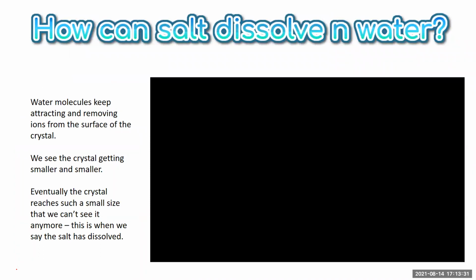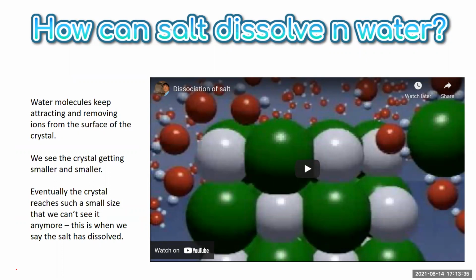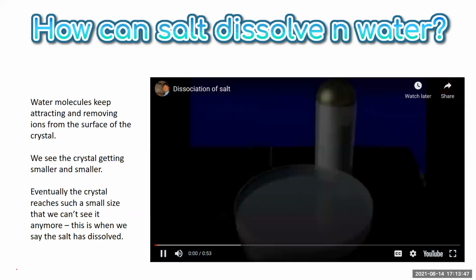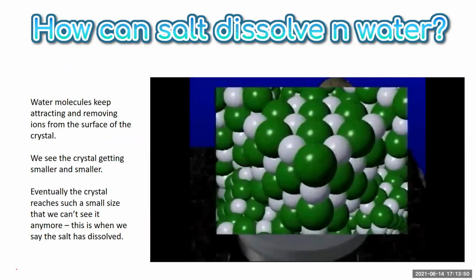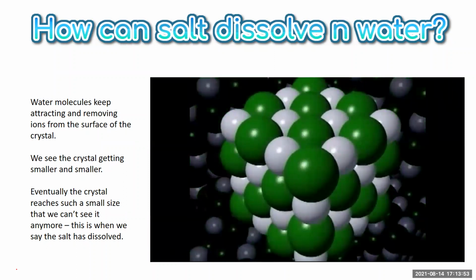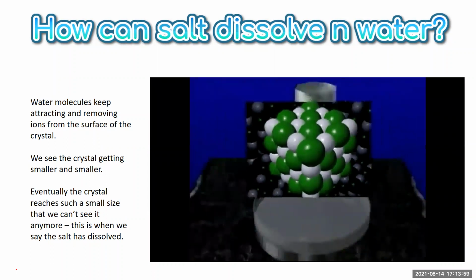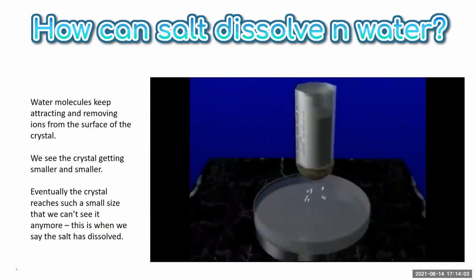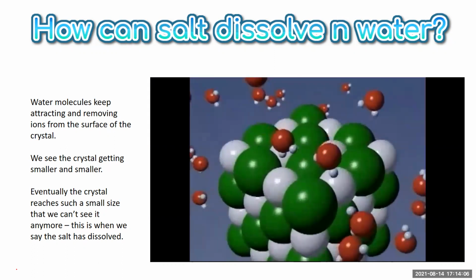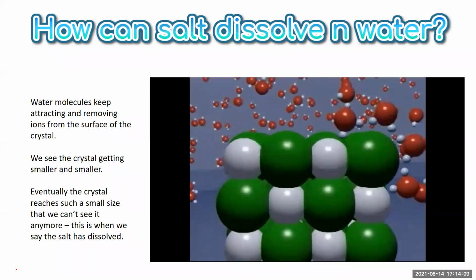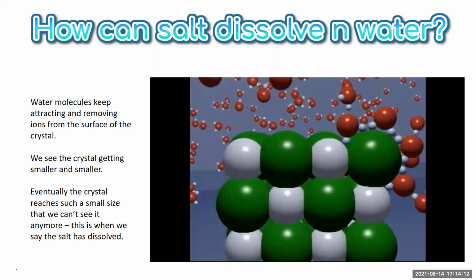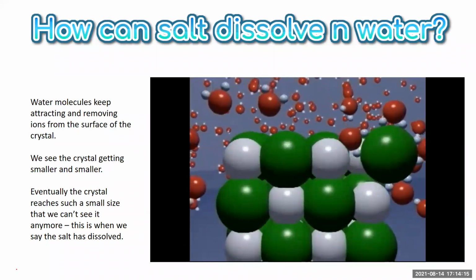Because water molecules are attracted to those ions, they can actually come in and remove ions from the surface of a crystal. We're just going to look at this video, which is a great animation of how that happens. Here we see that sodium chloride is made of sodium ions and chloride ions in an alternating pattern. When we put salt in water, we can see the hydrogens coming towards a chloride ion, and they're actually able to surround it and remove it from the lattice.